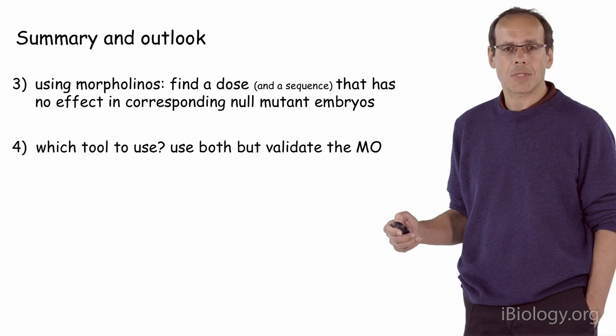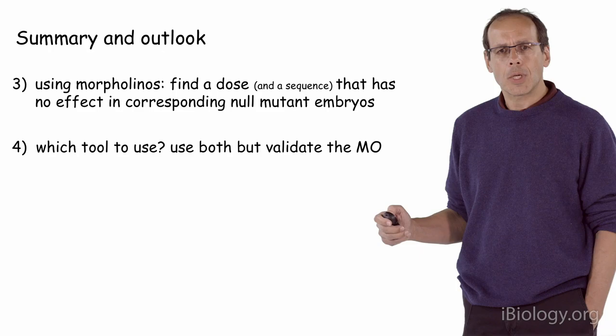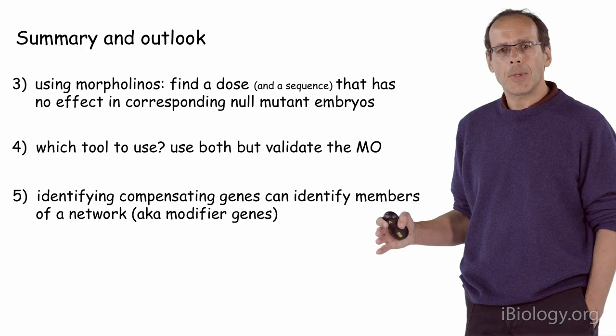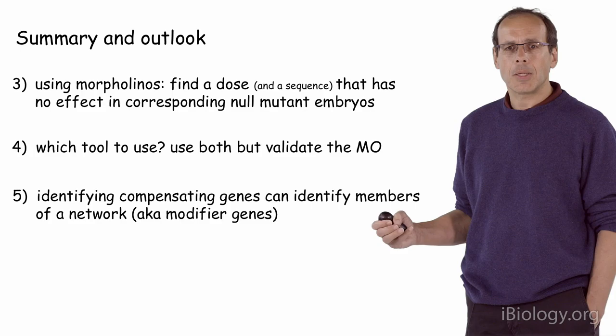Now, the zebrafish is particularly well suited to do this kind of work, that is, to compare mutant and morphant phenotypes. And one way we are thinking of using it is essentially to identify members of the network. So for example, in the context of the work I just described, you might think of EGFL7 as being part of a network with MLN. And MLN, because it can at least partially compensate for the lack of EGFL7, can by definition be seen as a modifier gene.